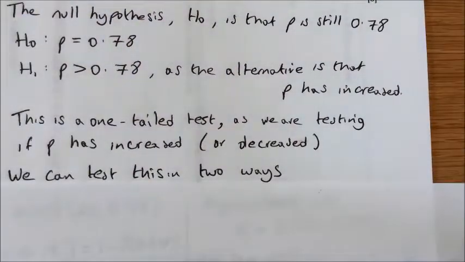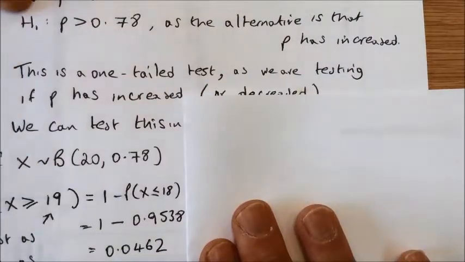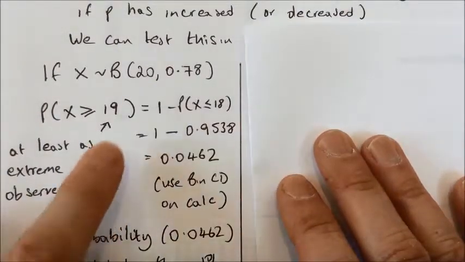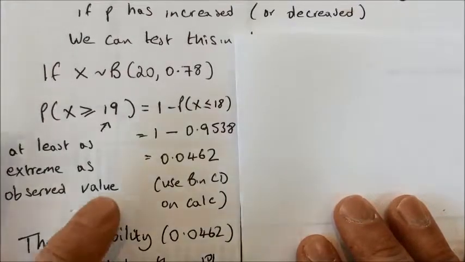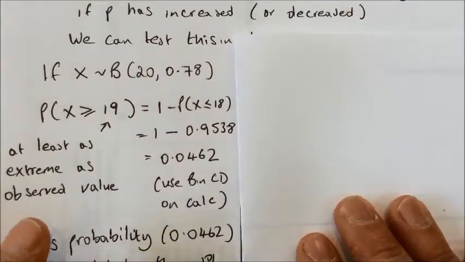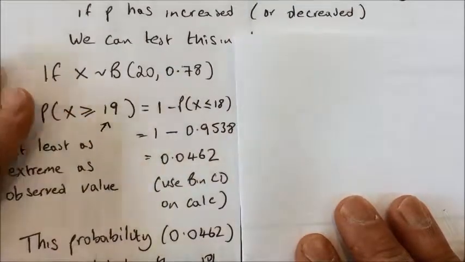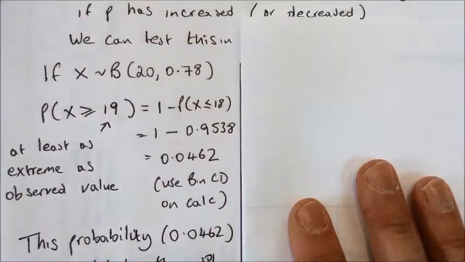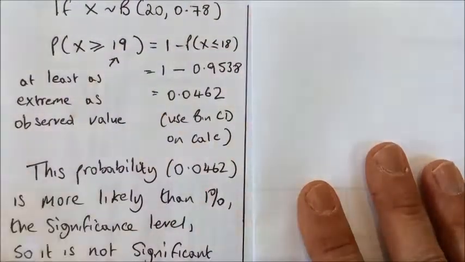We're going to do this in two different ways. The first way is down on the left-hand side of the page, where we set up our distribution that X is binomial, with n is 20 and p is 0.78. We know the value we saw in the sample was 19 out of 20, and we want the probability of results at least as extreme as this observed value. So the probability X is greater than or equal to 19. I've used my calculator in mode binomial CD on this one. So it's 1 minus the probability that X is less than or equal to 18, which is 0.0462.